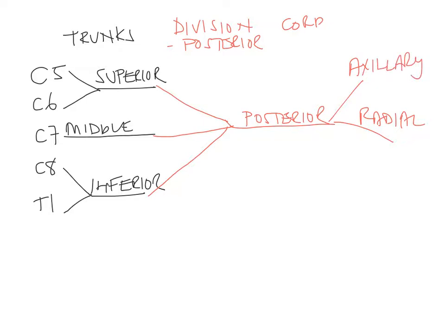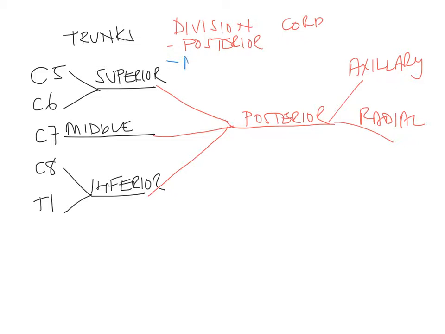The nerves that arise from the posterior divisions and the posterior cord innervate the muscles at the posterior aspect of the arm and the forearm. These are the extensor muscles supplied by the radial nerve, and the axillary nerve supplies lateral muscles of the arm, including the deltoid and the teres minor muscles.